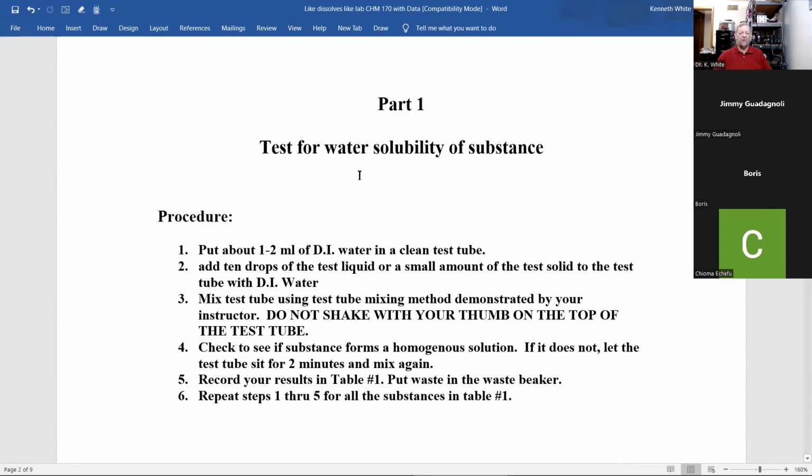Now, in part one, you'll test the water solubility of various compounds. And in a small test tube, you put about 1 or 2 milliliters of deionized water, and then you put a small amount of the liquid or solid to be tested. Then you would mix it.